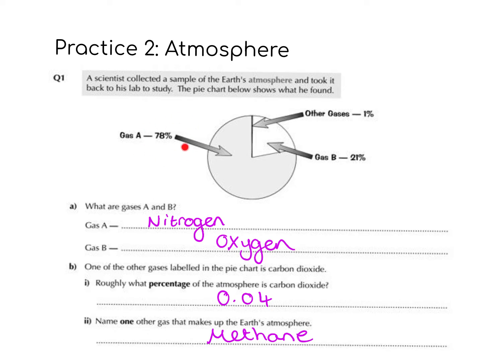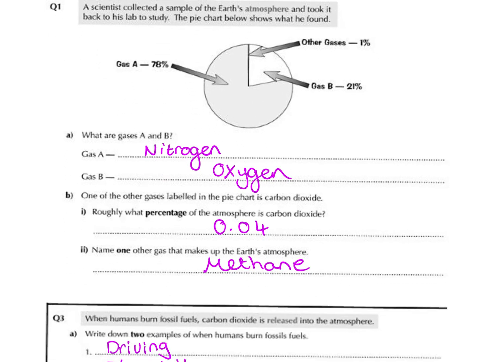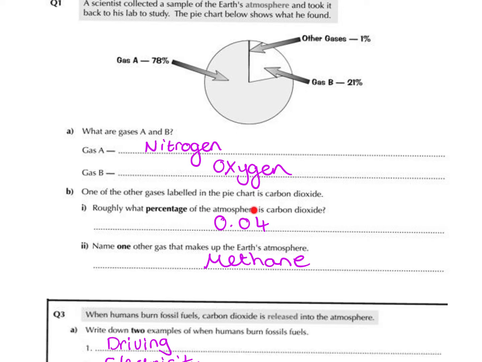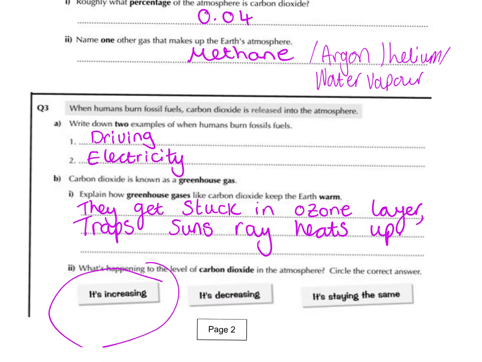Moving on then, looking at a pie chart of the present day Earth atmosphere. This gas here, 78% is nitrogen, 21% is oxygen. Those numbers change slightly, but they're good numbers to remember in terms of what you get in our atmosphere. Roughly, what was the percentage of carbon dioxide? 0.04. Anything below 1 would have been fine. Name another gas. Methane. You could have had argon, helium. Could have said water vapour. There are lots of different gases you could have said.